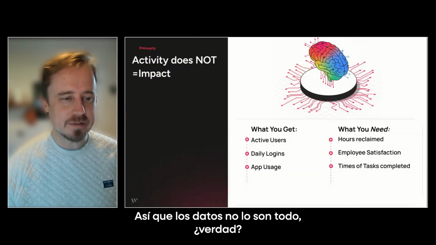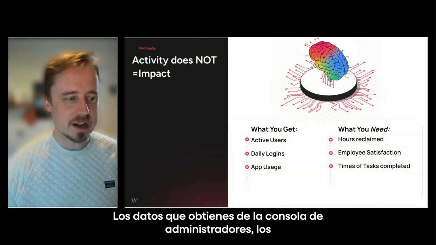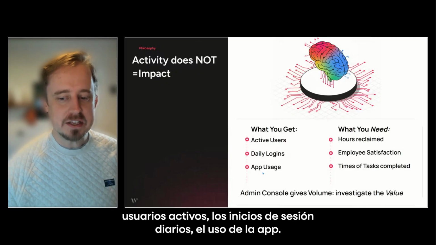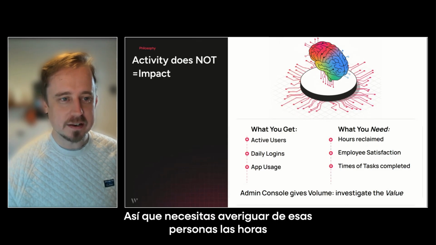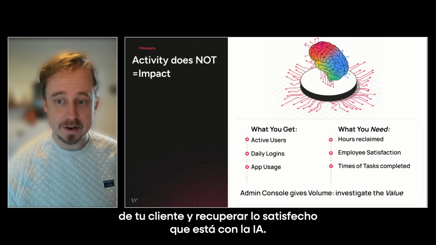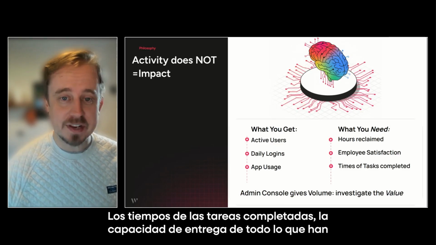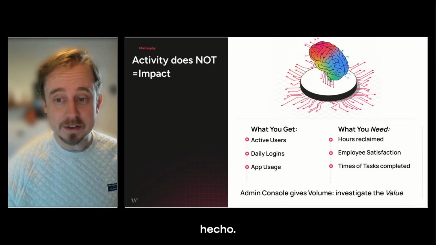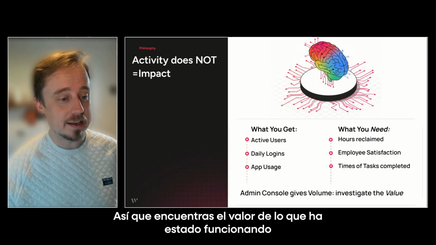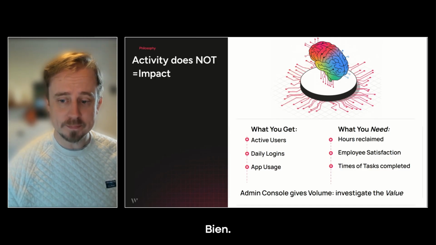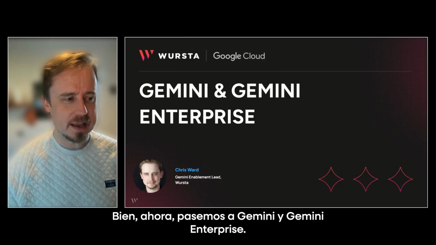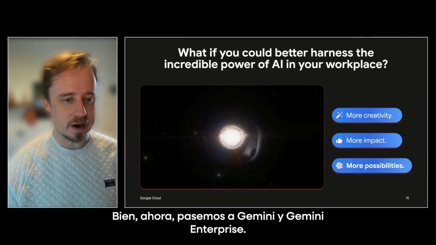So yeah, the data isn't everything, right? The data that you get from the admin console, you get the active users, you get the daily logins, you get the app usage, but that's not everything. So you need to find out from those folks the hours they've reclaimed, how satisfied they are with AI, the times of tasks completed, the deliverability of everything they've done. So you find the value of what's been working. Okay. Great. All right, next let's get into Gemini and Gemini Enterprise.